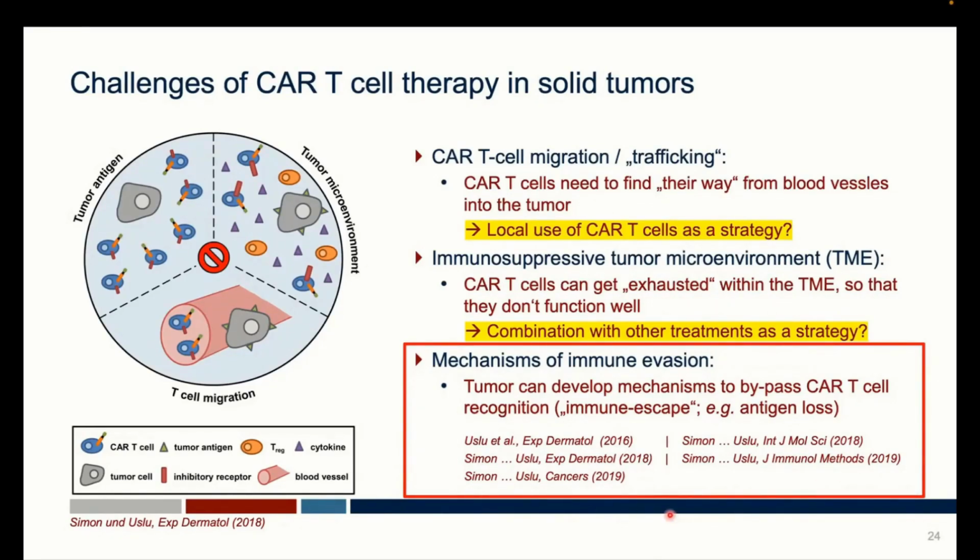So please feel free to have a look at these publications where we basically tried to engineer, for example, the CAR T cells not only with one receptor, but with two receptors so that the tumor has to lose both antigens and not only one, basically to make it more difficult for the tumor cells to evade, and other strategies which we tested.